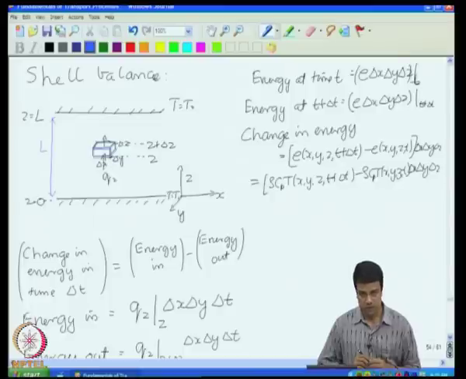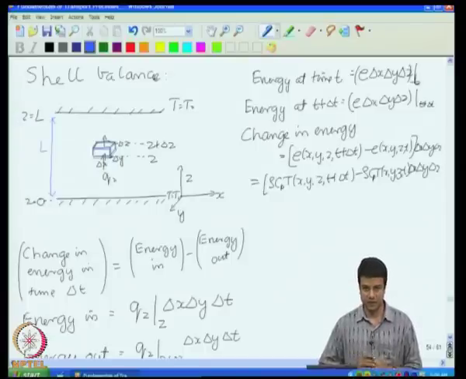The bottom surface of this volume is hotter than the top surface. Therefore, there will be a flux coming in at the bottom and a flux going out at the top. The energy conservation condition basically says that the change in energy within this time delta t is equal to energy in minus energy out. Simple. Just a balance telling you that there can be no creation or destruction of energy.